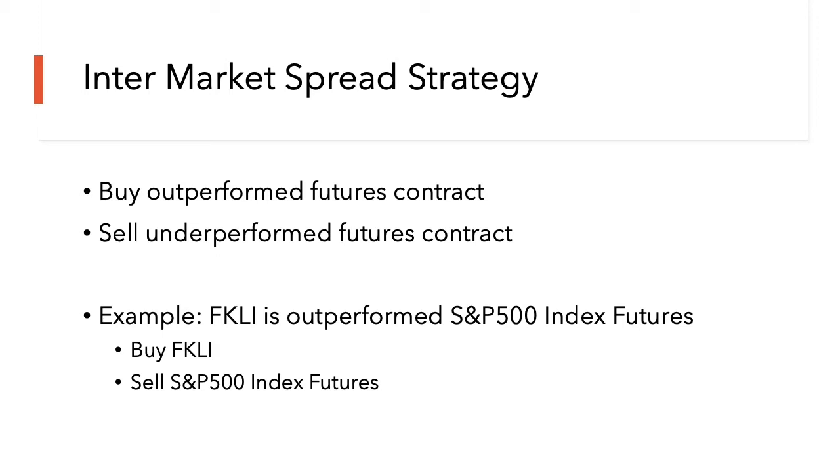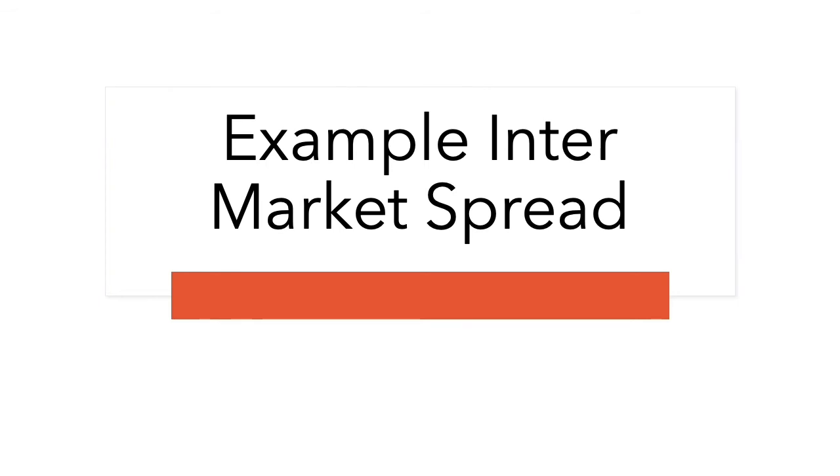For the intermarket spread strategy, we only have one strategy, which is you buy the outperform futures contract and at the same time sell the underperform futures contract. For example, if FKLI is currently outperforming S&P 500 index futures, your strategy is to buy FKLI and sell S&P 500 index futures.